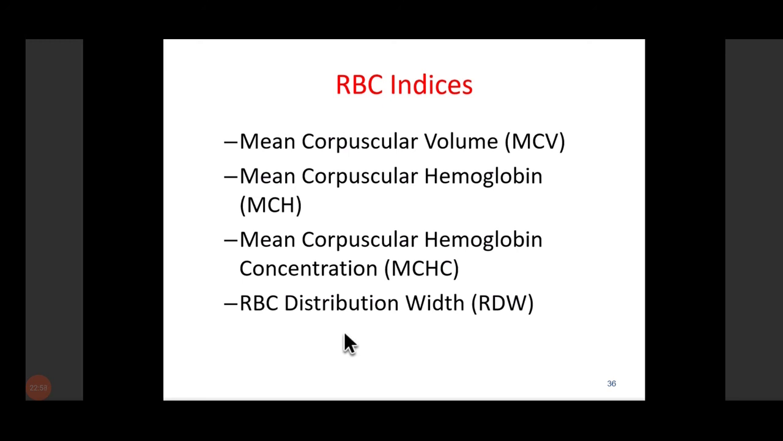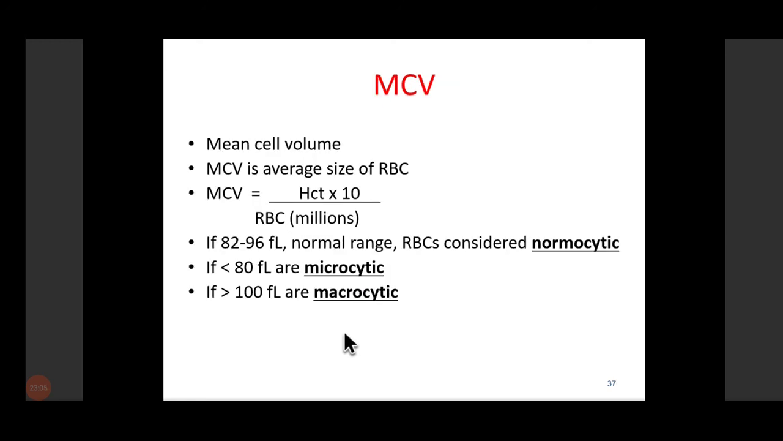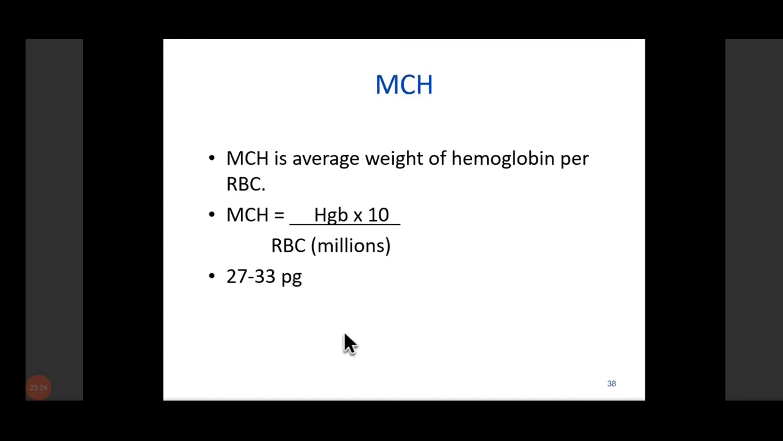The indices are the MCV, that is mean corpuscular volume, mean corpuscular hemoglobin, MCHC, and red cell distribution width. So what is MCV? It is the average size of the red cells. The MCV is hematocrit times 10 divided by the red cell count in millions. It's usually 82 to 96 femtoliters. If it's less, we have microcytic, and if it's more, we have macrocytic anemias.